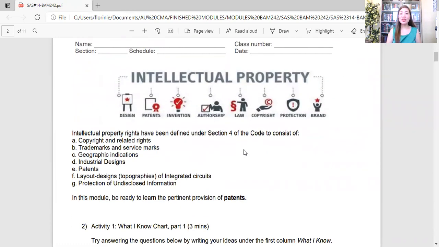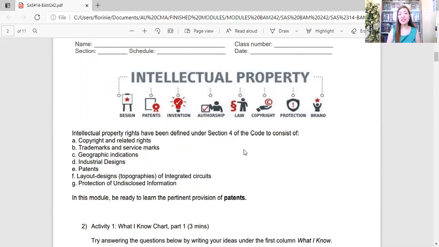Okay, so you need to know that intellectual property rights that have been defined under Section 4 consist of the following. Of course, copyright and related rights pertaining to books, trademarks and service marks, geographic indication, industrial design, patents, ito nga yung pag-aaralan natin ngayon, and then we have layout design or topographies of integrated circuits, and protection of undisclosed information. So in this particular module, be ready to learn the pertinent provisions of patents.